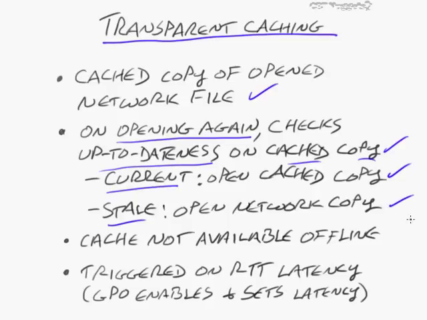If it's stale and the network copy is more up to date, then it will open up the network copy instead. The cache is not going to be available, however, if you're offline and the file server is not available, or the WAN link is not available, or you're on an airplane somewhere. So that's where you would need to turn to something more like Offline Files as opposed to transparent caching. Again, this is going to be triggered on the round trip time latency. Okay? And using a group policy object, you can determine what that latency will be.